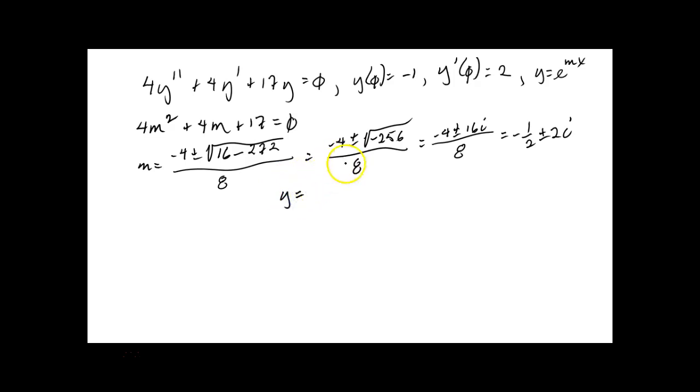Y is equal to e to the negative 1/2 x, c1 cosine 2x plus c2 sine 2x. Very nice. Except we have some initial conditions. So let's plug those in. Y of 0 is equal to negative 1. Right? I did copy that, right?